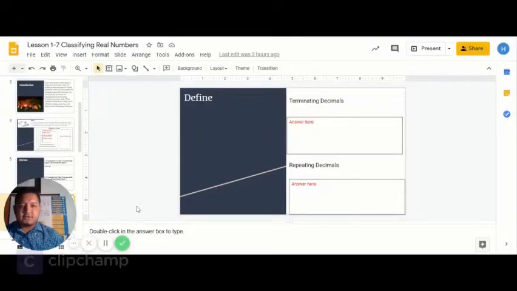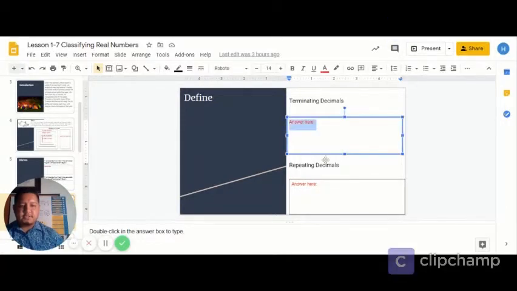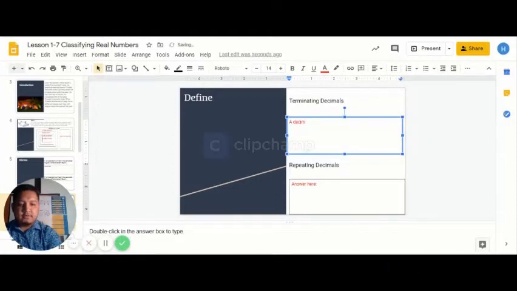Okay, now that you have answered those two questions in your notes, we have these two definitions here. We need to talk about what a terminating decimal is and what a repeating decimal is. So for example, the definition for a terminating decimal is a decimal number that has a set number of digits behind the decimal point.